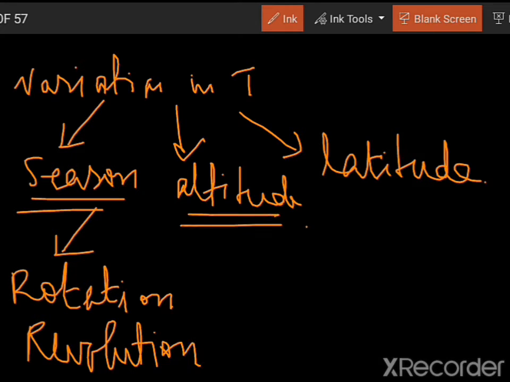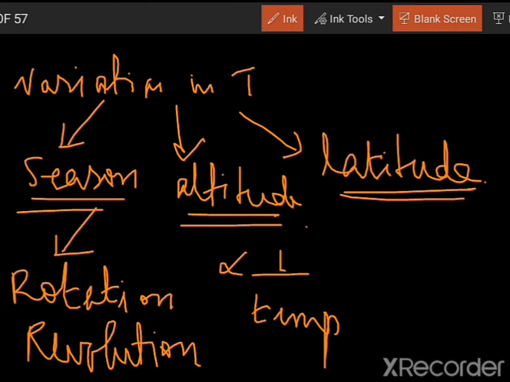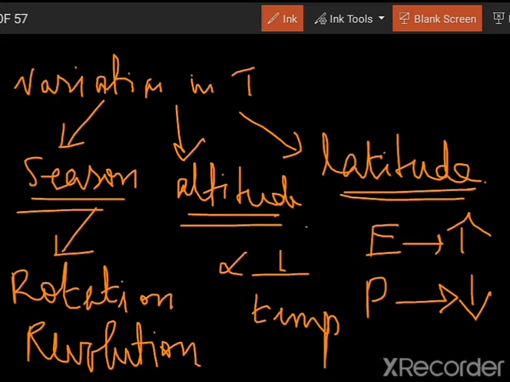Next one is altitude. Altitude is inversely proportional to temperature. That means when we move from the plains to hills, the temperature decreases. Similarly, latitude. At equator, the temperature is high, and at the poles, the temperature is low. So this is the important flowchart that you have to remember. Temperature variation can be mainly due to 3 reasons. It can be due to season, it can be due to altitude, or due to latitude.